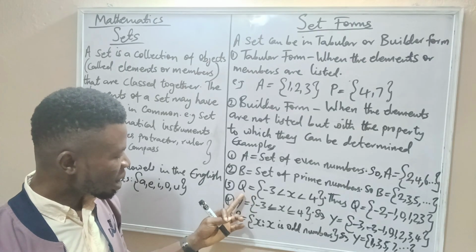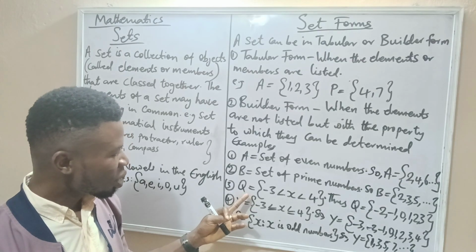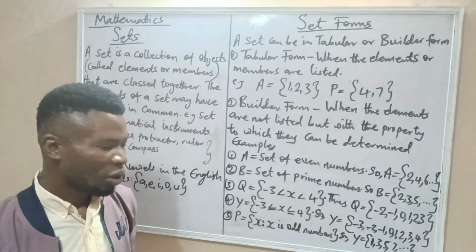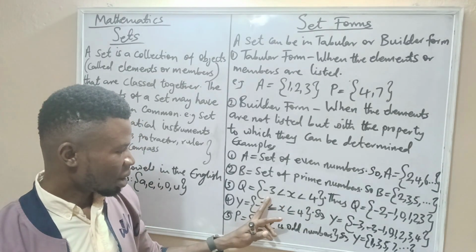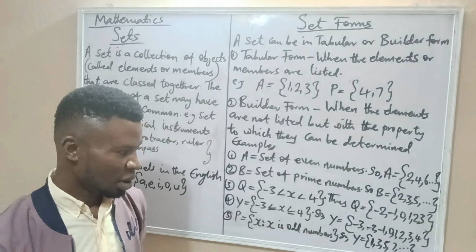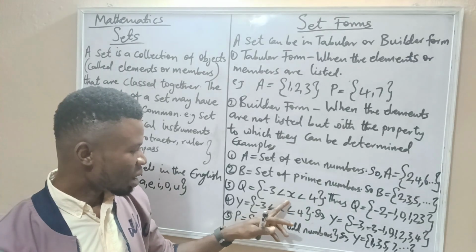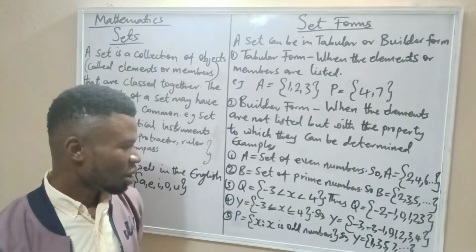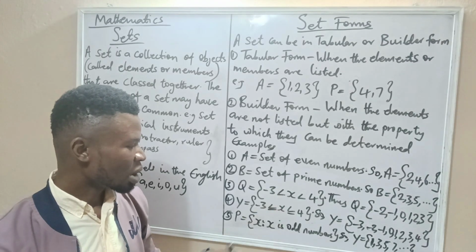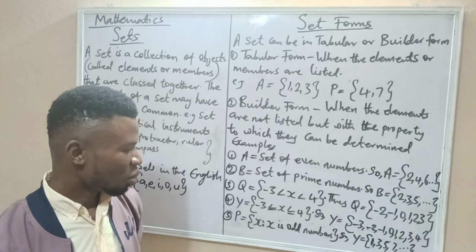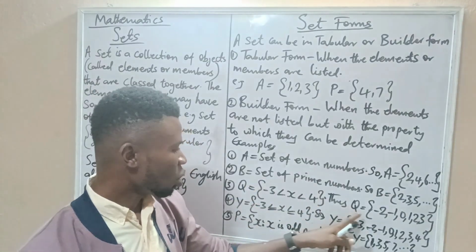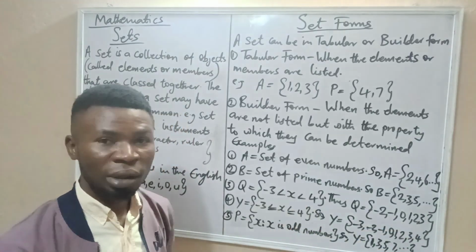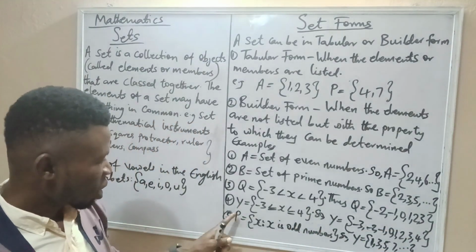Q equal to a set. Q is a set containing numbers between -3 and 4. Thus, -3 and 4 are not included. This is -3 is less than x, which is less than 4. When we start inequalities, you know the difference between less than and less than or equal to. Thus, Q is equal to -2, -1, 0, 1, 2, 3. Notice that 4 and -3 are not included in the members.